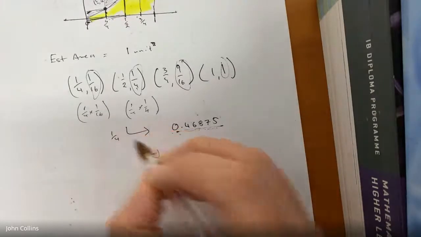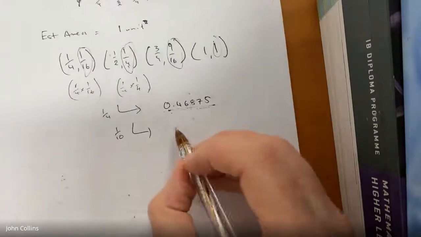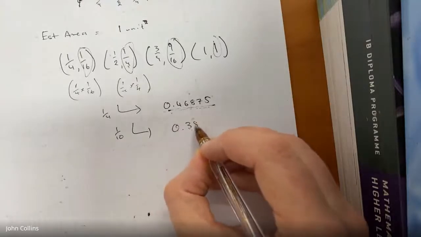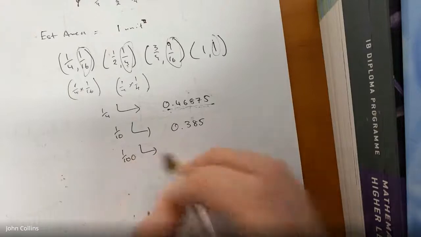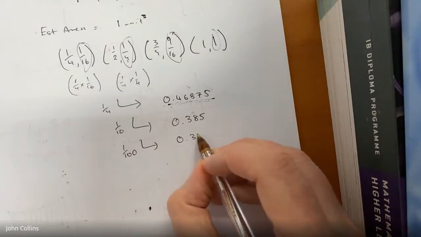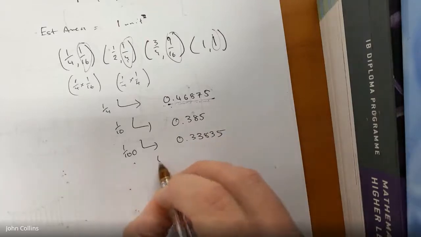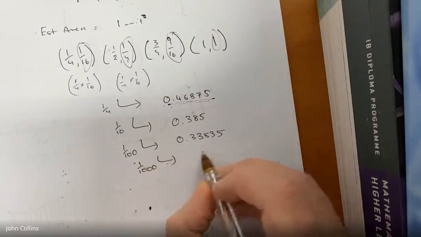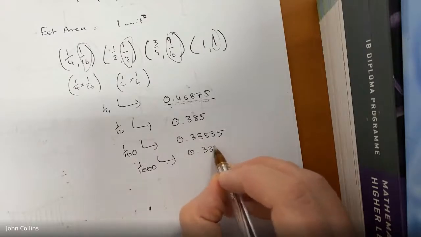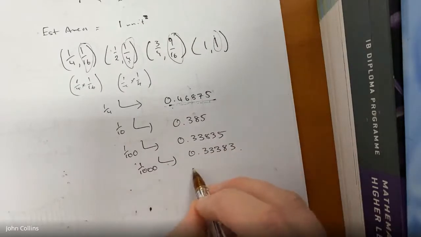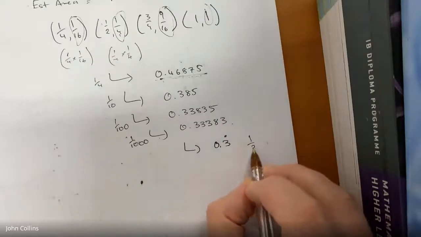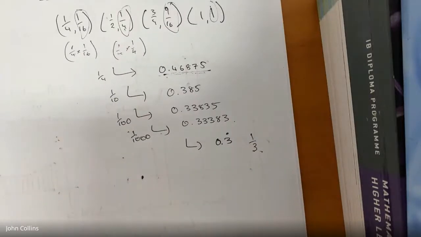So that's with quarters. If you split it up into tenths, you get 0.385. If you split it up into hundreds, you get 0.33835. If you split it up into 1,000 different ones, and there are computer programs that can do this for you, 0.3383. It's getting closer and closer to 1/3. Yeah, congratulations, you win the prize. So the area with an infinite number of these, as it approaches infinity, is going to be 1/3.